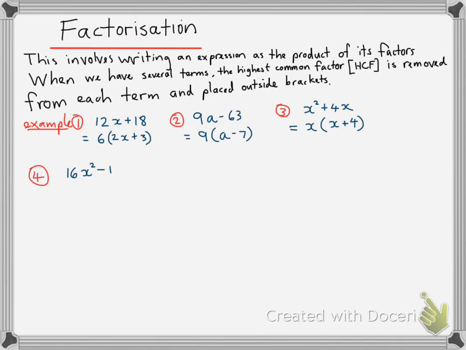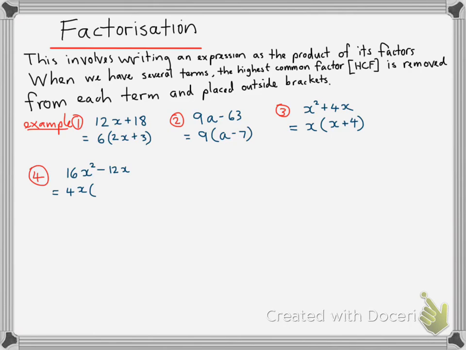Our next example is 16x squared minus 12x. Now this time we have a number common factor of 4. 4 is the highest common factor of 16 and 12. And then we'll look at the letters. x squared and x, a common factor of x. We introduce a bracket and work out what should go inside.